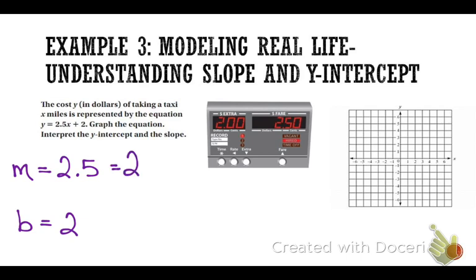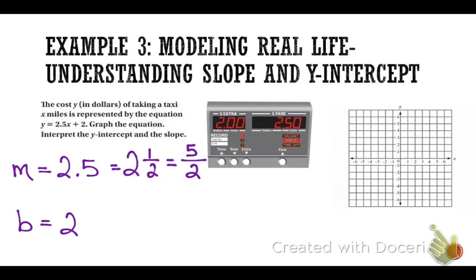Okay, 2.5. And then could I change that to a mixed number or to an improper fraction? Yes. What would it be? 5 over 2. Okay, so I've got to have it rise over run. All right, now you think you can get that on a graph? Go ahead and try to do that completely on your own.